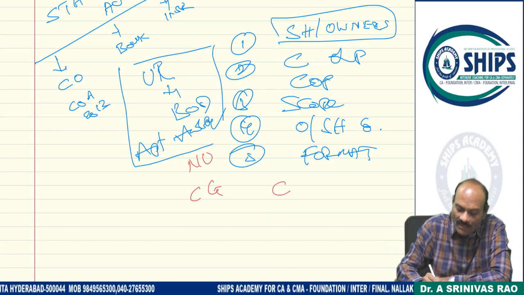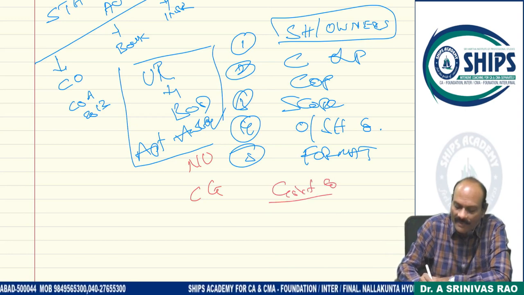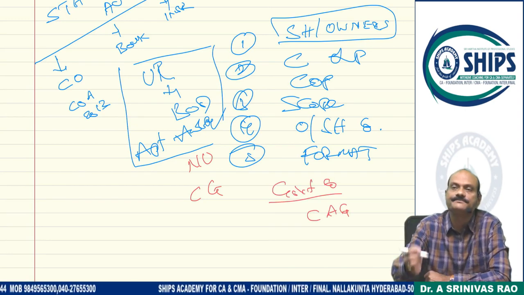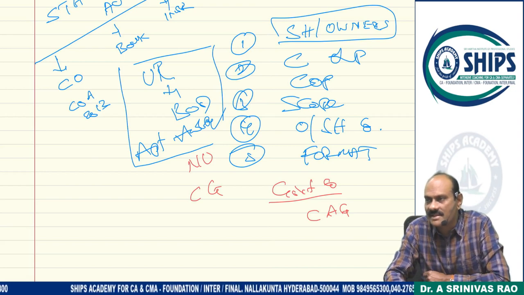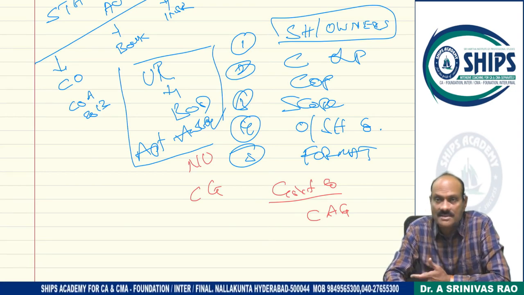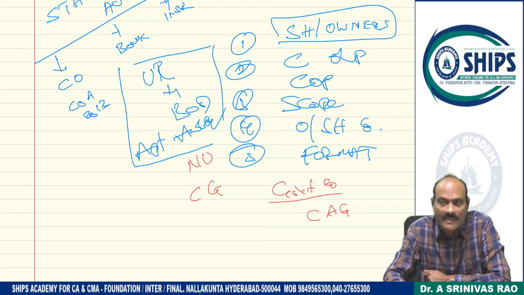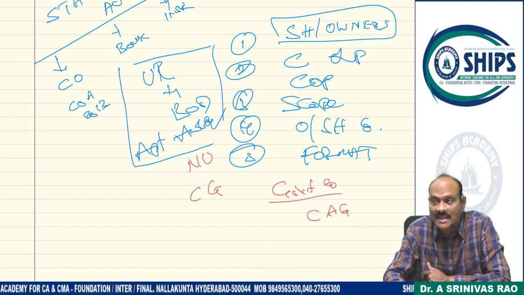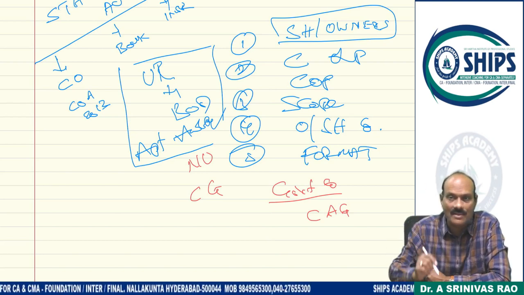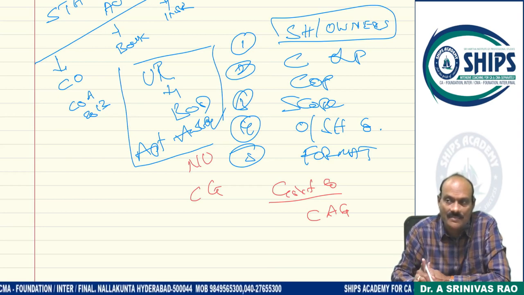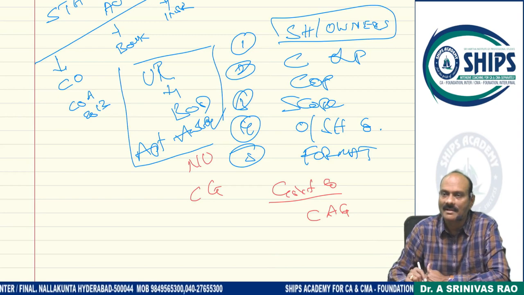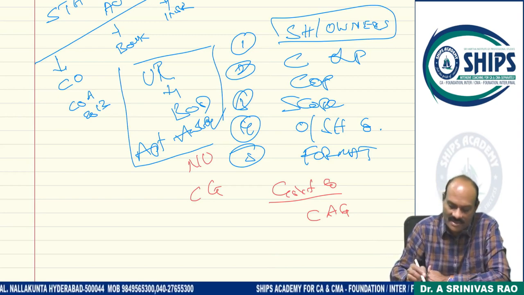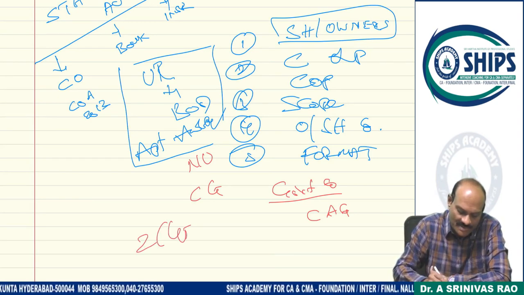In case of a government company, who will appoint the auditor? C&AG, the Comptroller and Auditor General. Scope is defined by C&AG. Report is given to C&AG. The C&AG submits a report to the central government. The central government will place the report before Parliament. This is the hierarchy. What is a government company according to Section 2, subsection 45?